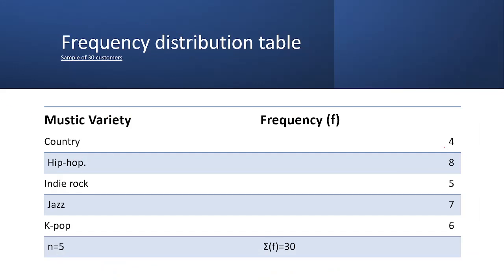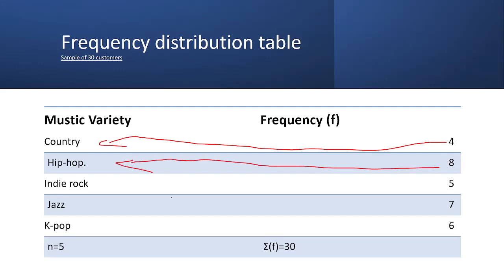So here you can see we have 4 country, hip hop 8. The number of samples is 5, 5 different options they can choose from. And the winner is hip hop, which had 8 for some reason. And as you can see here, the frequencies are known as frequency F. This is the music variety, how many different music genres there are. Pretty simple, it's straightforward, I mean.